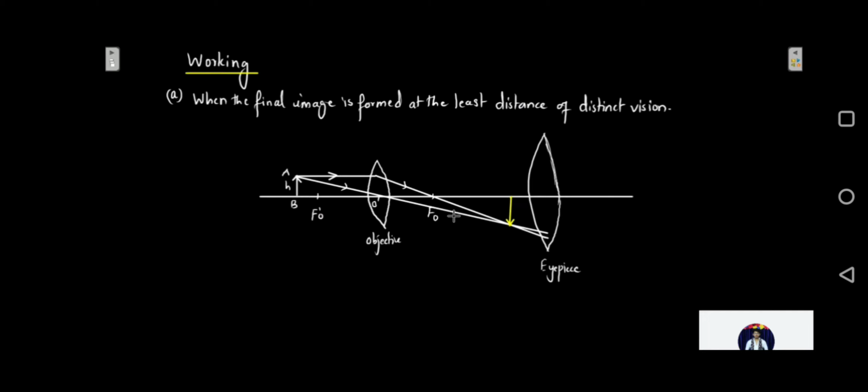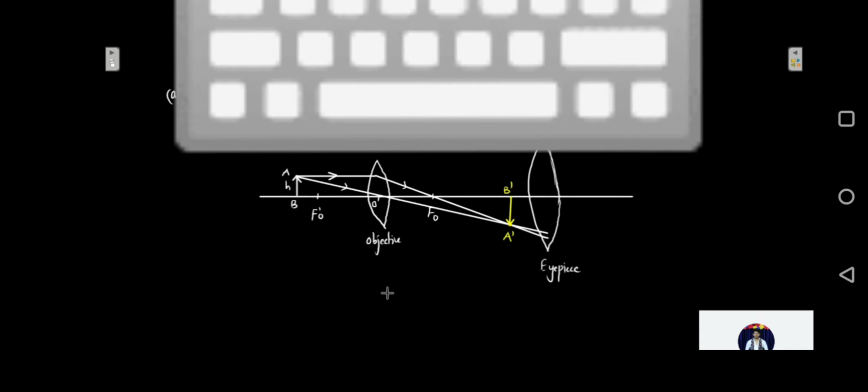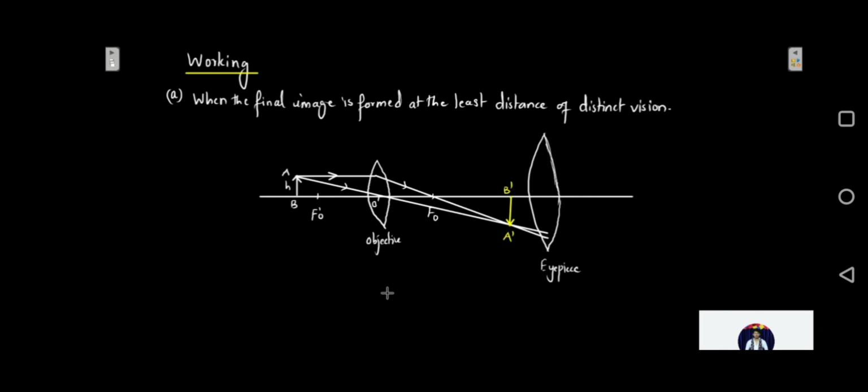So this image is of the objective, okay, so it is going to be, let's say, B dash A dash is going to be my image of the objective. So this image is going to be real, inverted and magnified image A dash B dash on the other side of the lens, that is objective. So now the separation between this objective and eyepiece, as I told you, can be adjusted. The distance between eyepiece and objective can be adjusted by using rack and pinion arrangement.